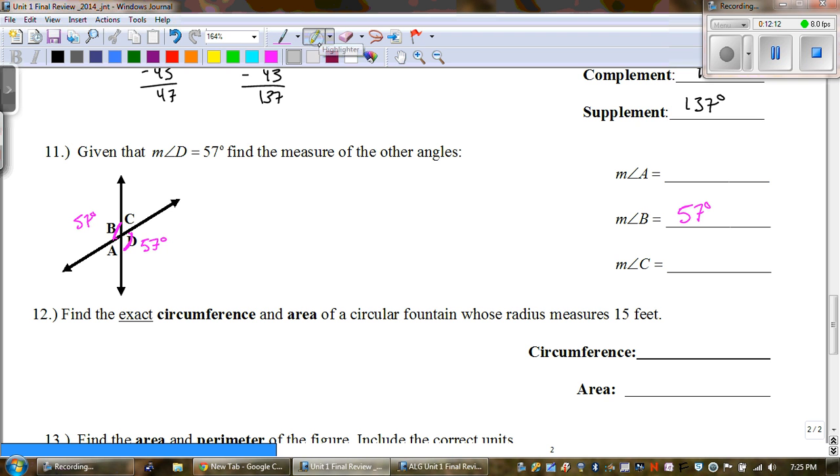Now, A and C is what we need to find. And remember that right here, that makes a straight line, which means those two angles add up to 180 degrees. Well, if they add up to 180 degrees, I can subtract the 57 and figure out what it is. Okay, we have to borrow. 10 minus 7 is 3, 7 minus 5 is 2, and we're left with the 1. So those other angles are 123 degrees.